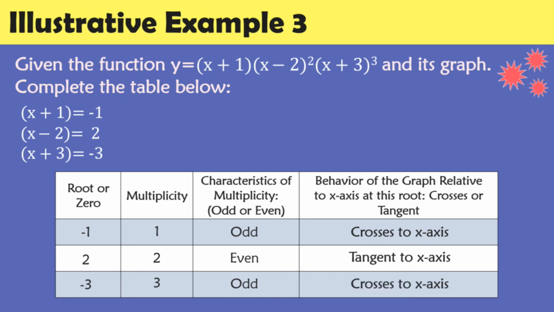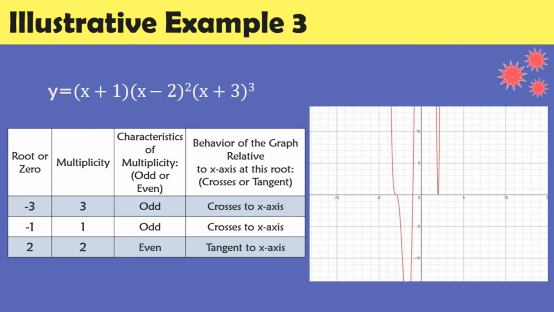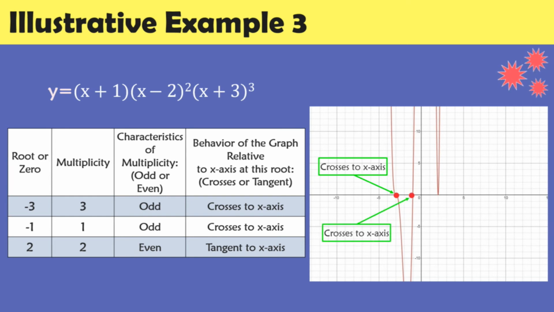Let's find out the graph of our given function. This is the graph of our given function y is equal to the quantity of x plus 1 times the quantity of x minus 2 raised to 2 times the quantity of x plus 3 raised to 3. For our negative 3, as you can see, it crosses the x-axis, same as our negative 1. And for our positive 2, it is tangent to the x-axis. Remember that the graph that touches the x-axis is a tangent point.